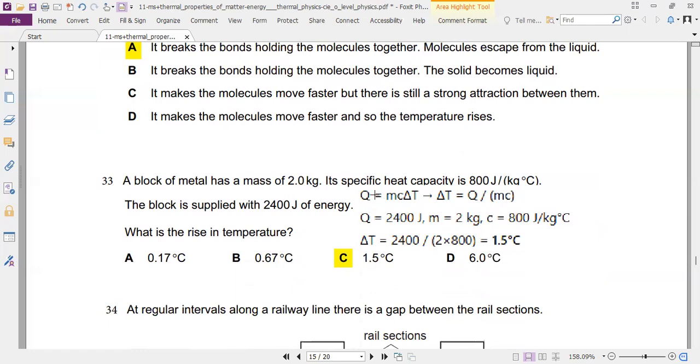Rise in temperature: put the values in the specific heat capacity expression. Put the values and this is the answer.